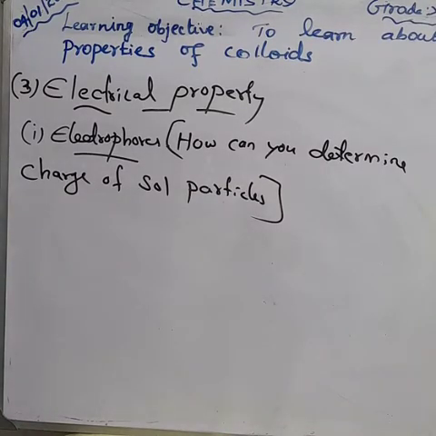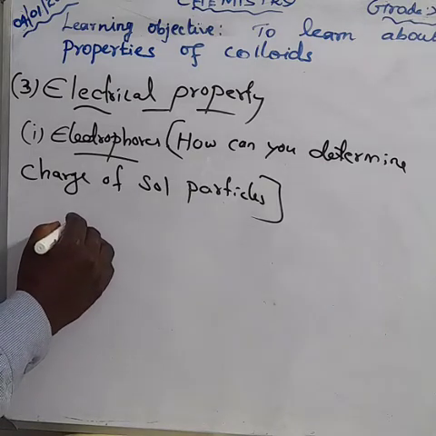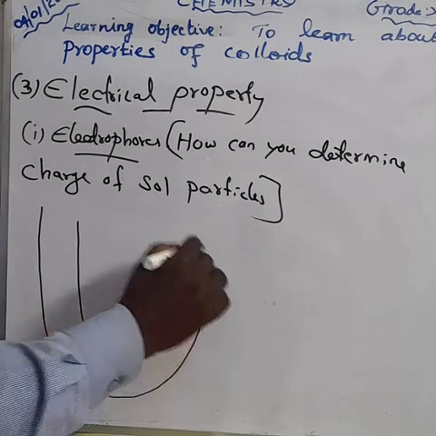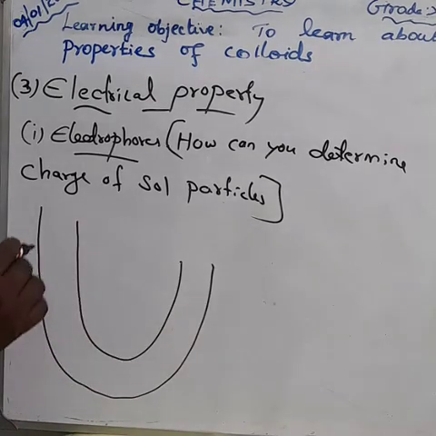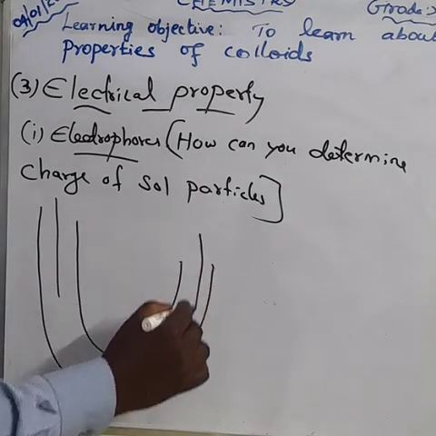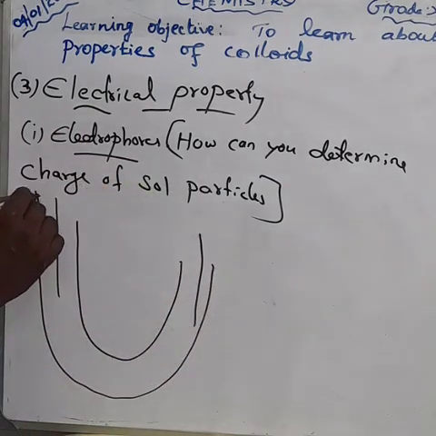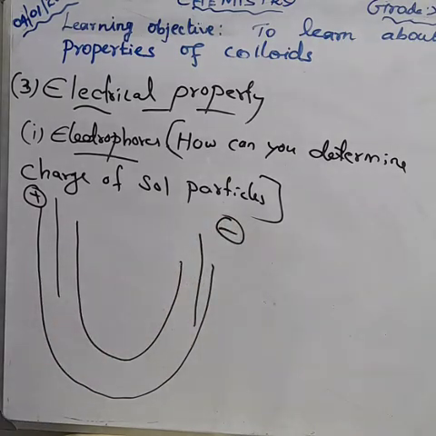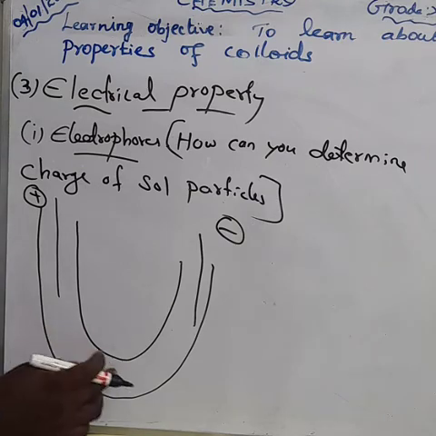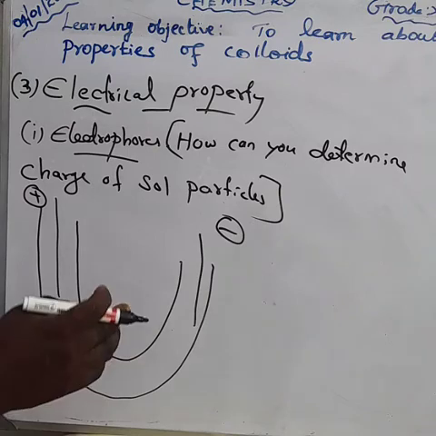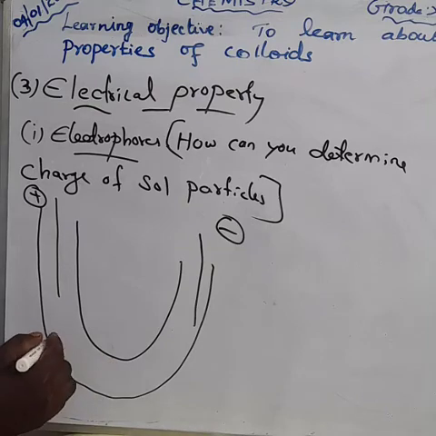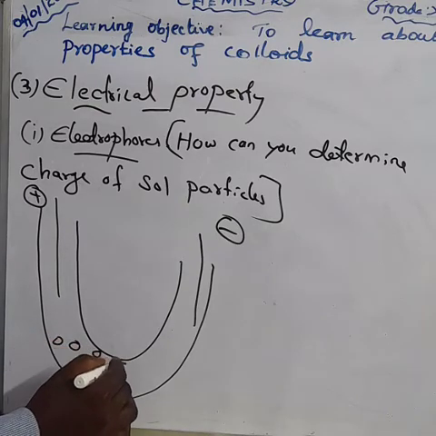Okay. First of all, we are taking one U-shaped tube. Here we are fixing two electrodes. One acts as an anode and the other as a cathode. Anode is the positive charge and cathode is the negative charge. Am I right? Next we are taking a colloid, any one colloid, a colloidal solution of solid particles.